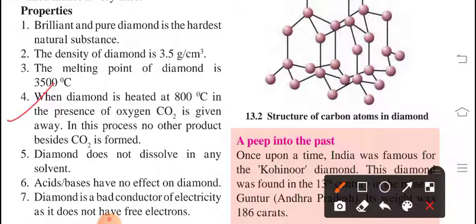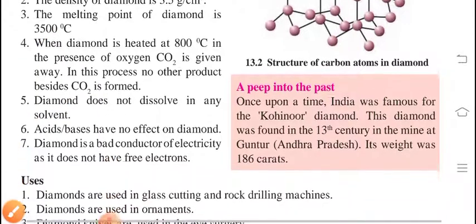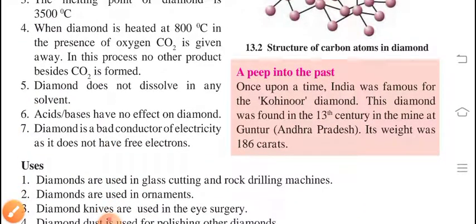When diamond is heated at 800 degrees Celsius in presence of oxygen, CO2 is given away. In this process, no other product besides CO2 is formed. Diamond does not dissolve in any solvent. Acids, bases have no effect on diamond.